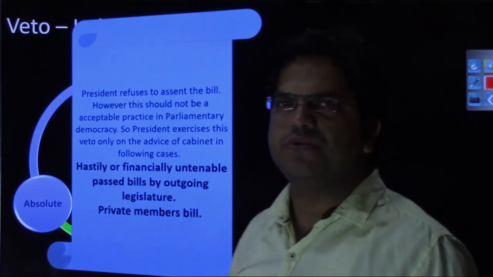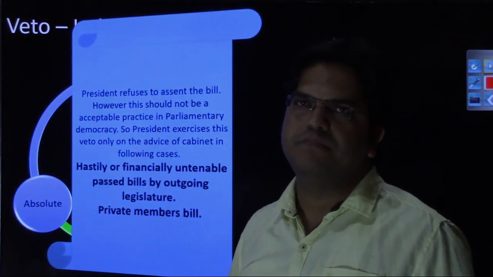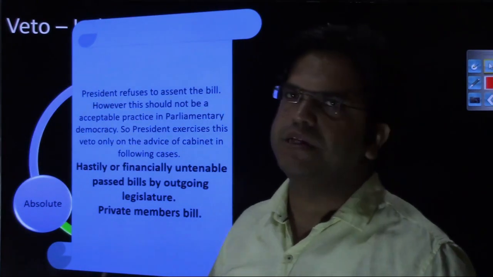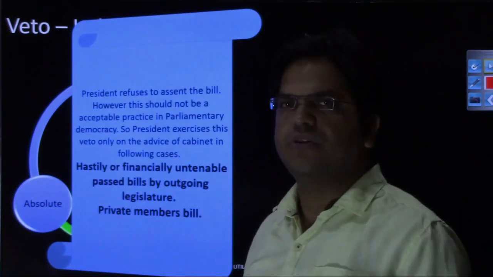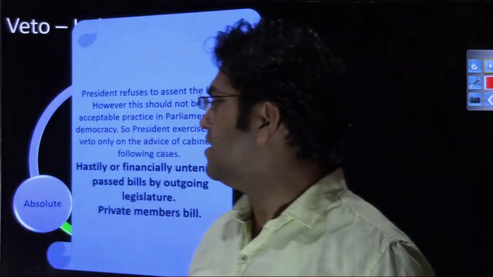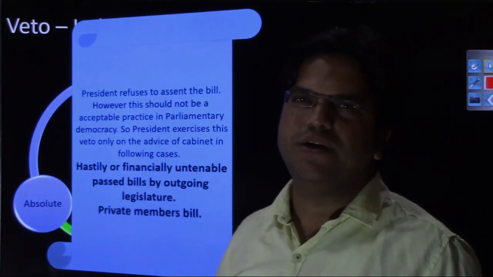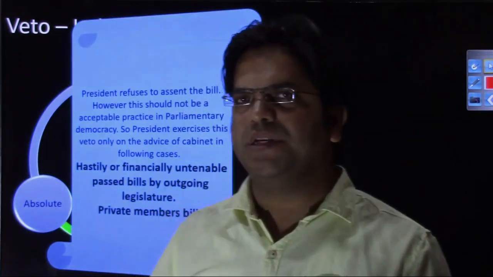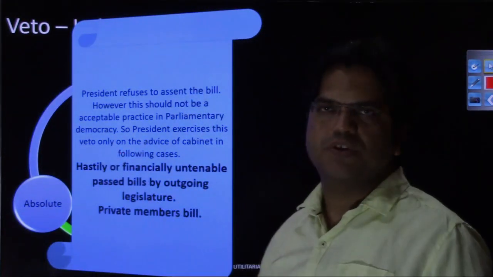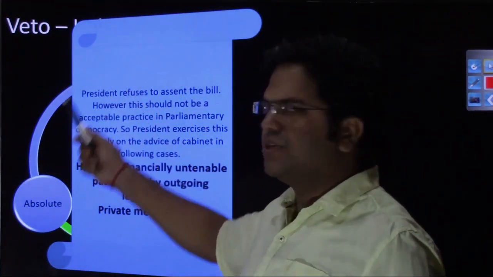In the absolute veto you saw that the US president outrightly refused to assent to a bill, but theirs is a presidential democracy where he is head of state and head of government as well. So that system can run there. But here the president is only the nominal head. The real head is the prime minister, who has been elected, but indirectly. So can you give such a right to a nominal head?